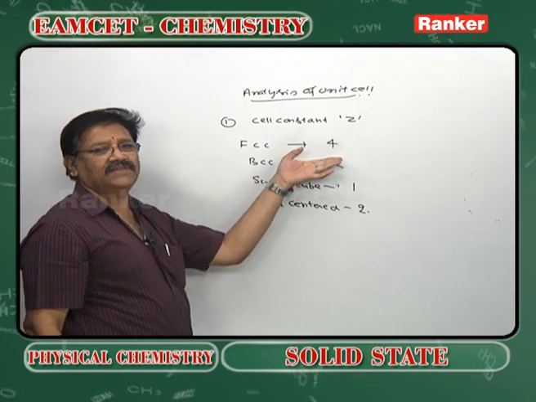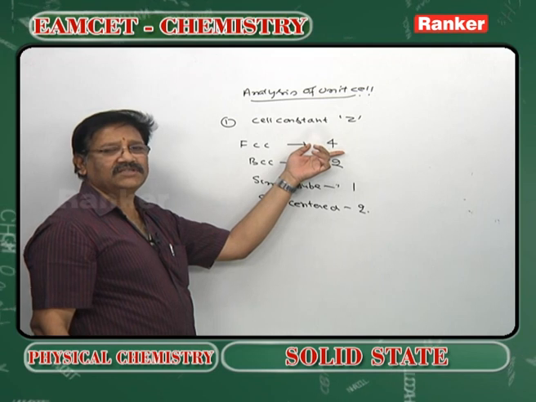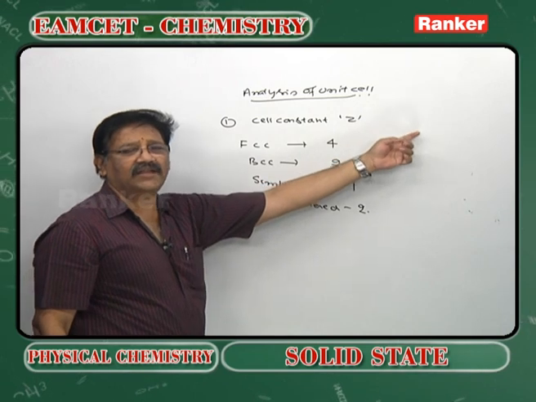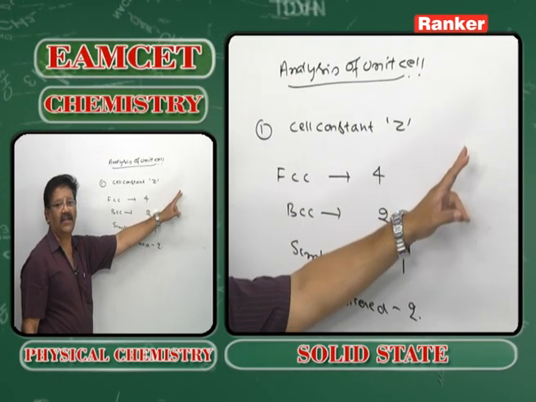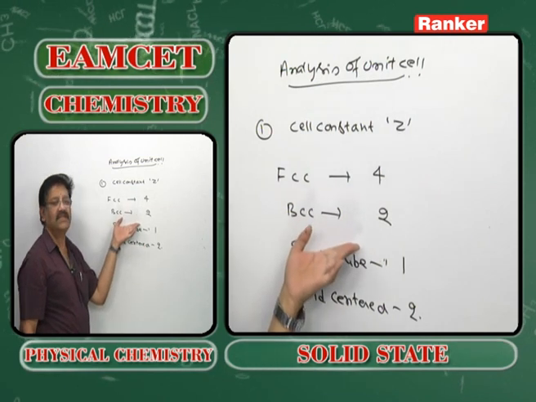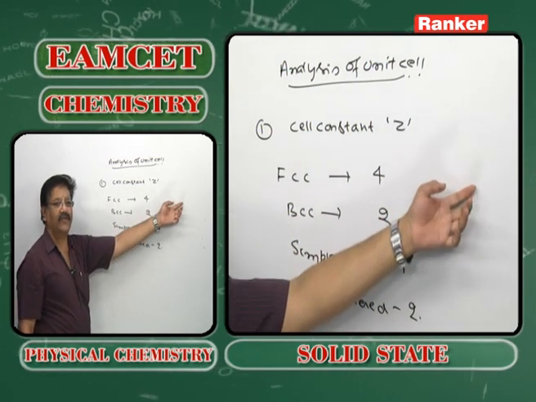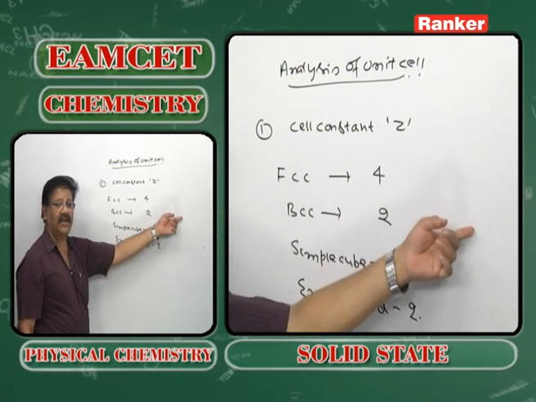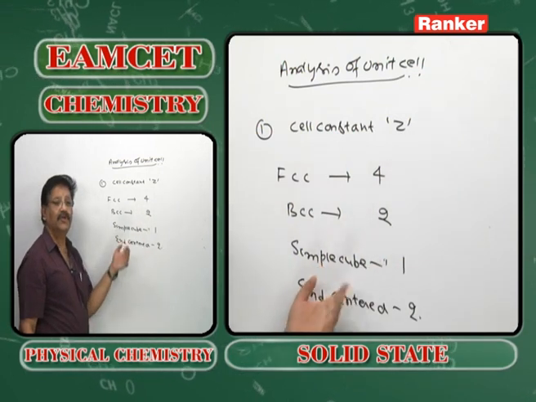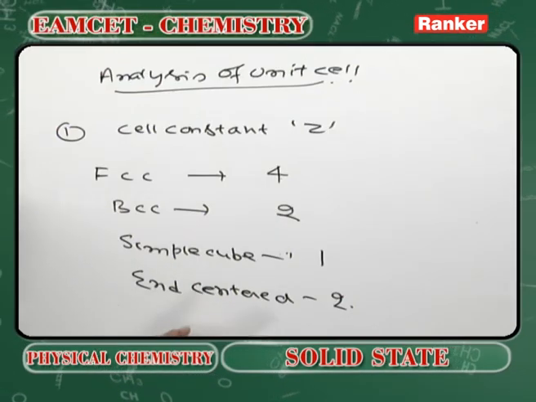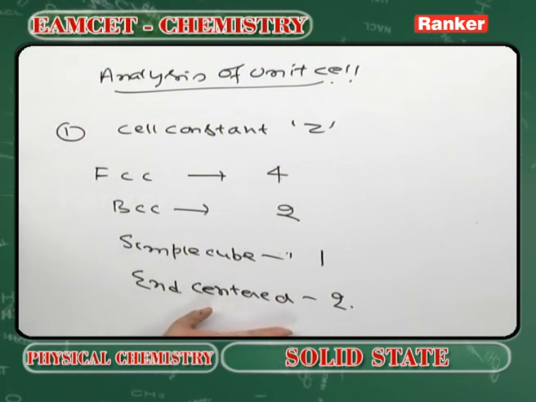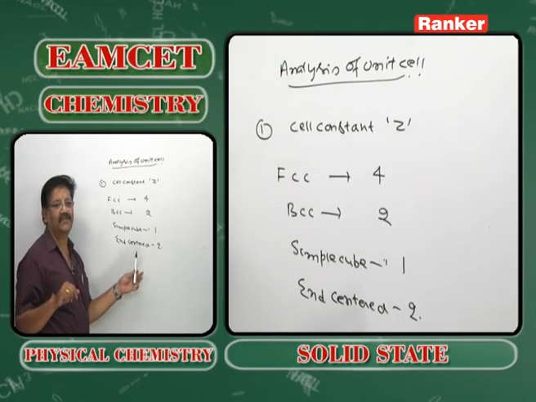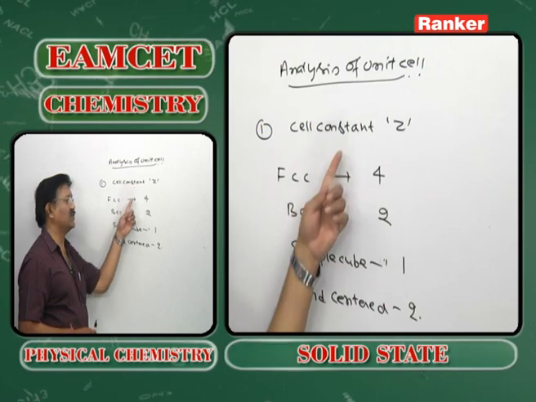In FCC, the lattice positions are being occupied by 6 faces and 8 corners. In BCC, 1 center of the body and 8 corners will be occupied. In simple cube, only corners are being occupied. In end-centered cubic unit cells, apart from the corners, 2 centers of 2 alternate faces will be occupied. This calculation is important.